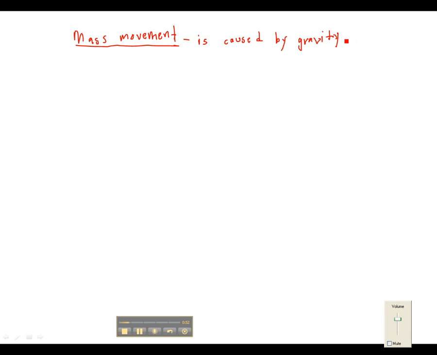And another question is, what is moved? Well, sediment and other rocks and other stuff are moved around. Usually sediment, water, soil are moved around.